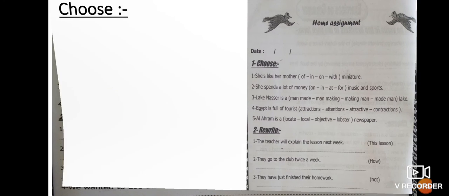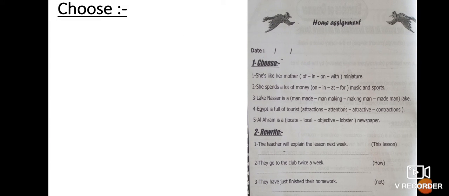Okay. Here we have the answers of the previous homework of the first part of this unit. Choose. She's like her mother. The answer of number 1. Number 2: she spends a lot of money on. Spend on. Number 3: Lake Nasser is a man-made lake. Number 4: Egypt is full of tourist attractions. Number 5: El Ahram is a local newspaper.